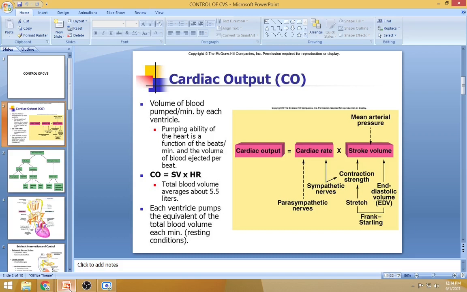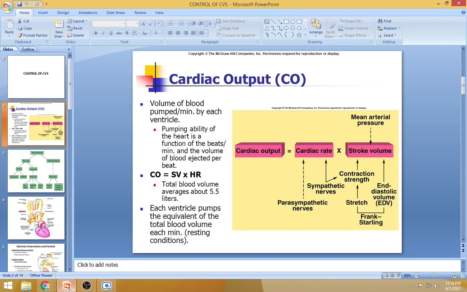Okay, so this law, which states that the initial length of the fiber is proportional to the force of contraction, is called the Frank-Starling's law, and we call this factor the Frank-Starling's factor. It determines the stroke volume.